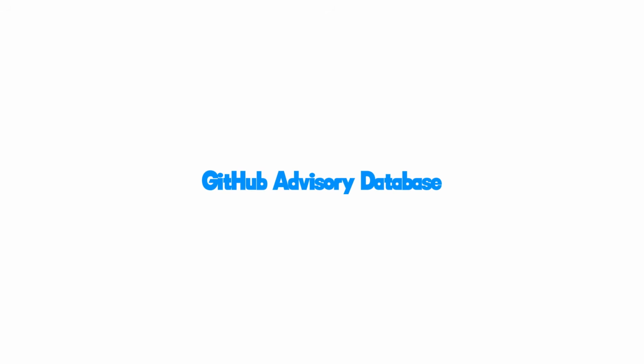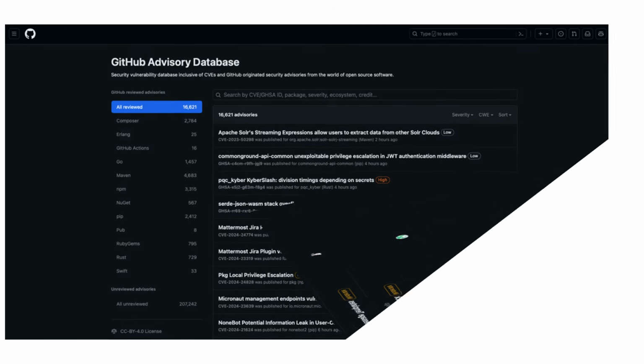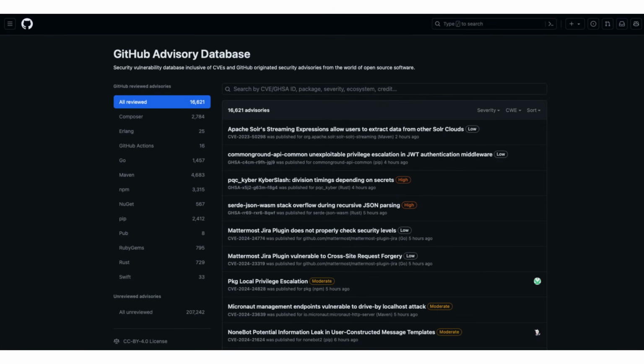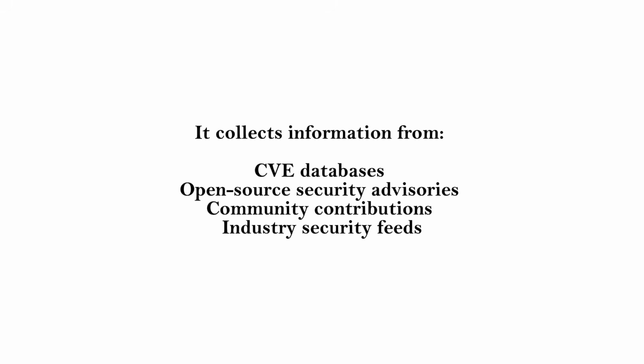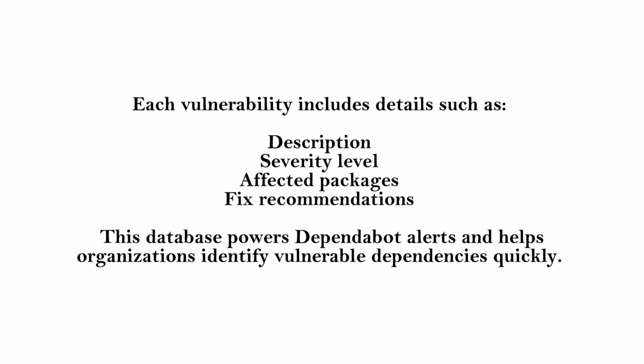GitHub Advisory Database. The next important component is the GitHub Advisory Database. This is GitHub's centralized vulnerability database containing information about known security issues across open-source software. It collects information from CVE databases, open-source security advisories, community contributions, and industry security feeds. Each vulnerability includes details such as description, severity level, affected packages, and fix recommendations. This database powers Dependabot alerts and helps organizations identify vulnerable dependencies quickly.